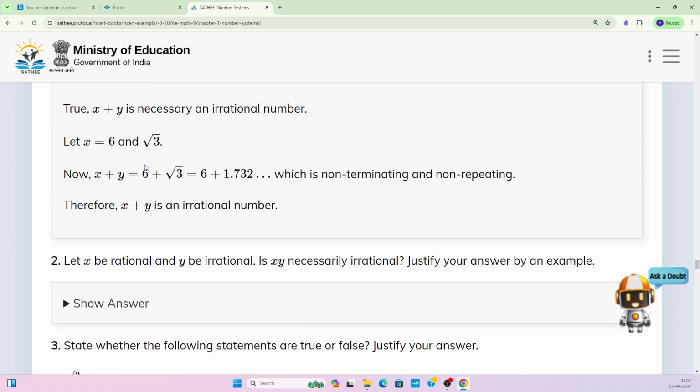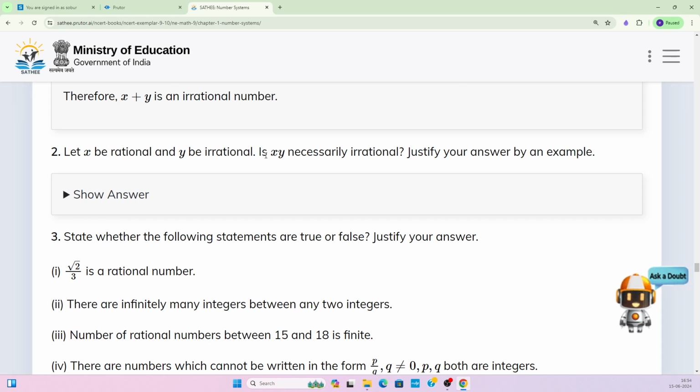This is true because x plus y is necessarily an irrational number. We can let x equal to 6 and y equal to root 3. Then x plus y is equal to 6 plus root 3, and this is equal to 6 plus 1.732..., which is non-terminating and non-repeating. So therefore x plus y is an irrational number. And now let us move to next problem.